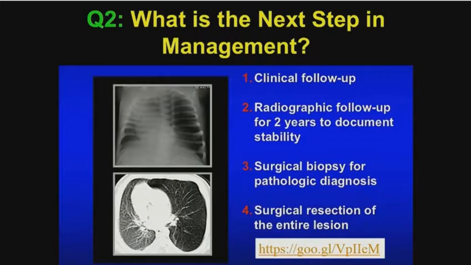Should we just follow the patient clinically? Or should we do radiographic follow-up for 2 years in order to document interval stability? Or should we do surgical biopsy to confirm what we saw on imaging findings? Or should we do surgical resection at this point for the entire lesion? So time for you to vote.